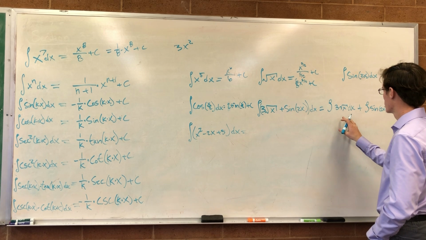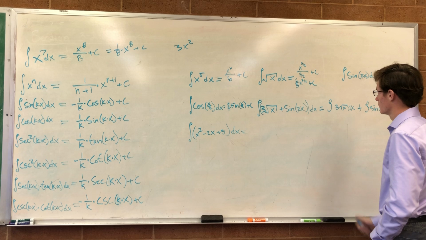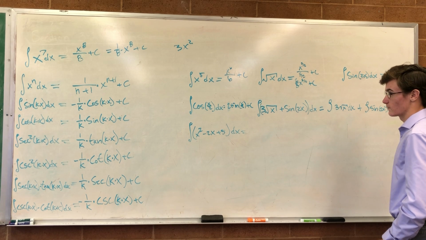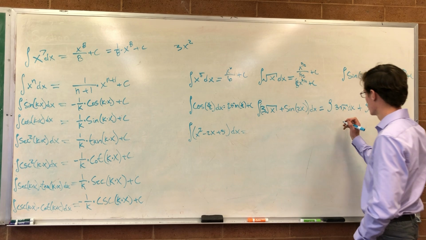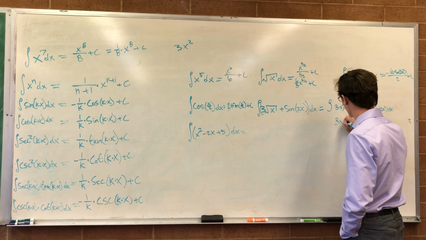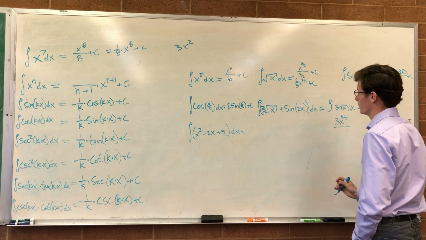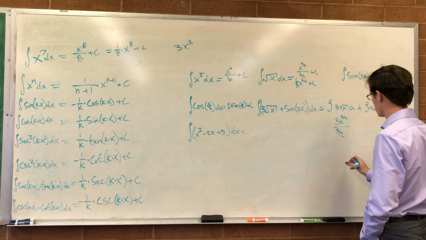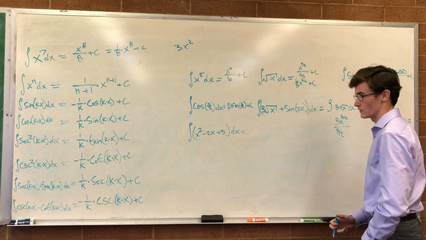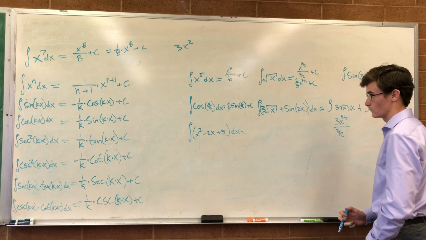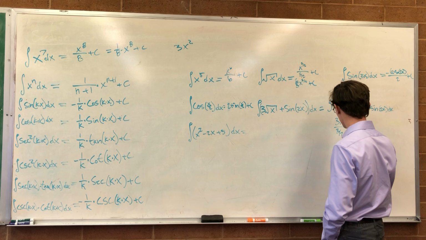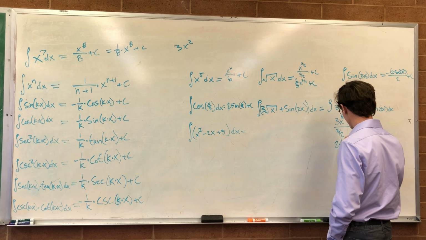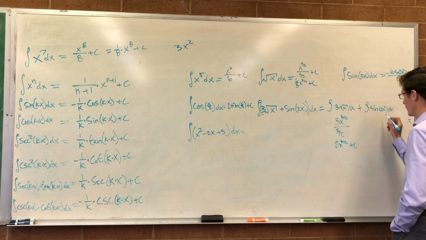This one is 3 times x to the 1/2, which is 3 times x to the 3 over 2, divided by 3 over 2, divided by 3 halves. So that's equal to 2/3 times 3, which is just 2. So that's equal to 2x to the 3 halves. Okay. Plus C.